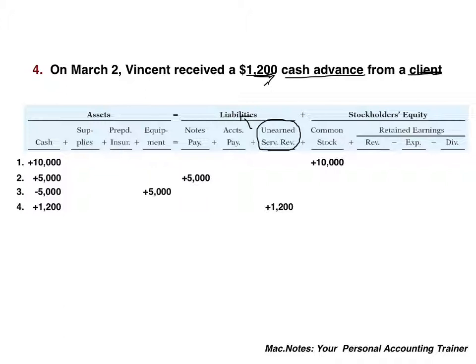So to record that, the other transaction is cash. So cash goes up $1,200. And unearned service revenue also goes up $1,200. $1,200 on this side of the balance sheet, or the accounting equation, $1,200 on the other. So again, you see we're always in balance. We're recording these transactions in two places such that we always remain in balance.